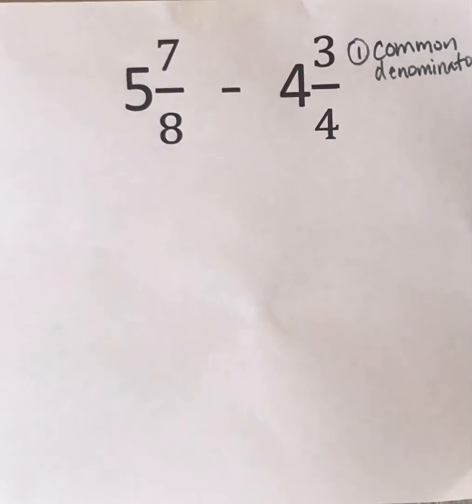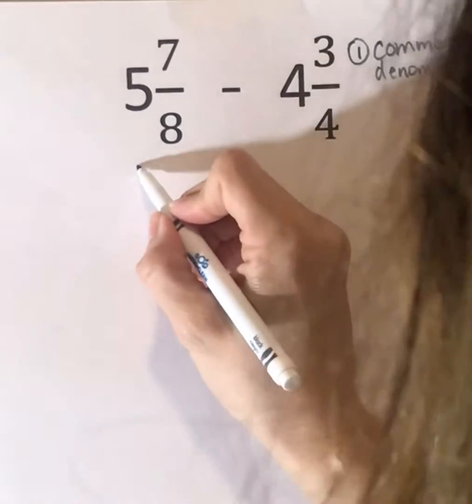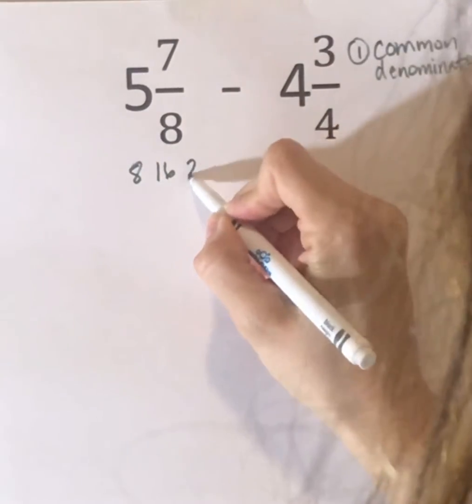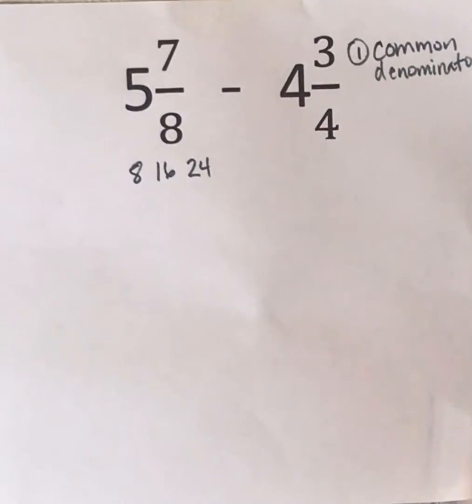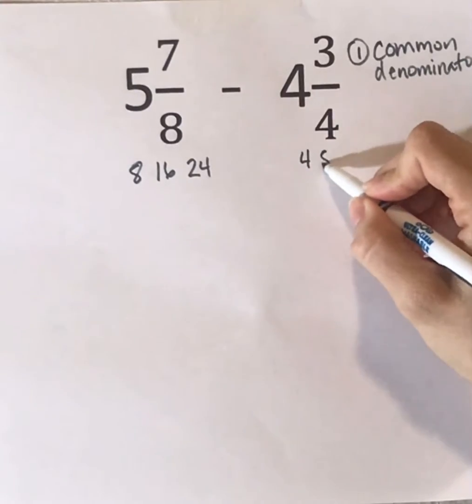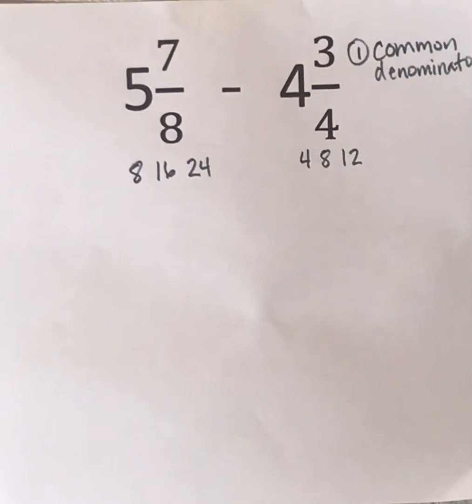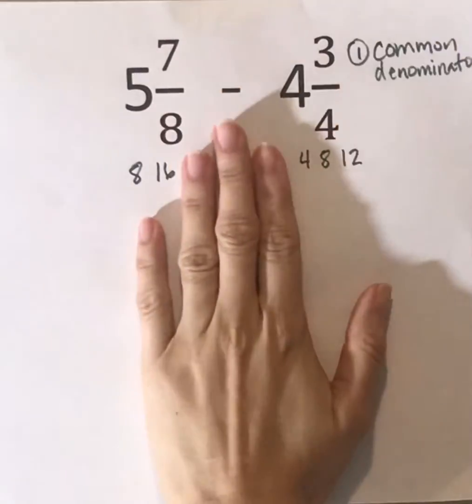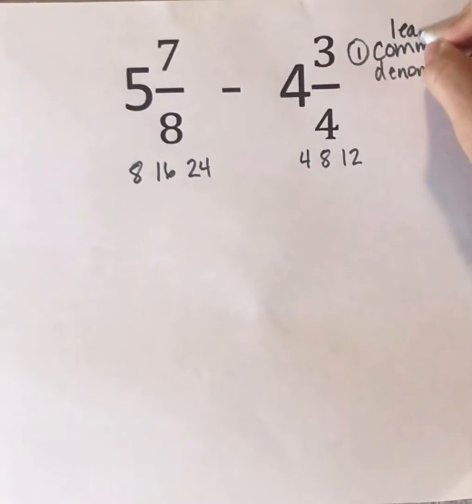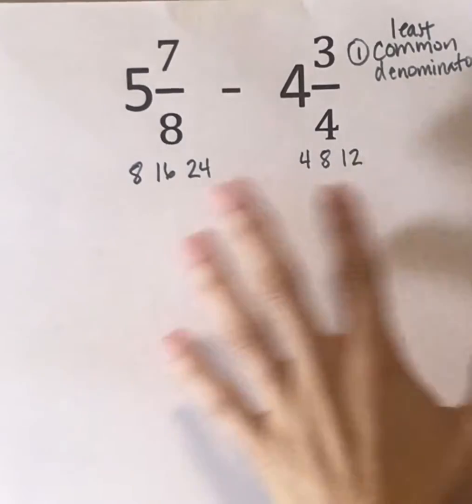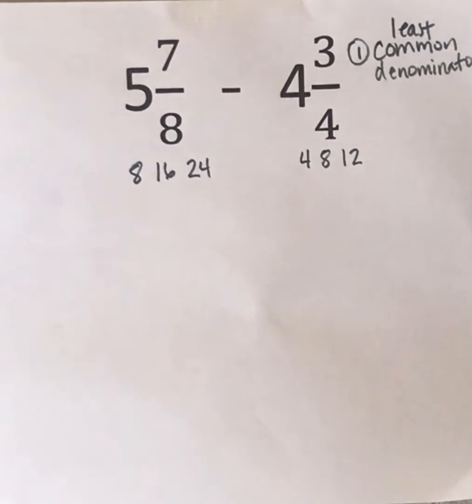So the multiples of 8 would be 8, 16, and 24. Another thing is, let's figure out the multiples of 4. So we're going to count by 4s. It's 4, 8, 12. Now we're going to look for the number that's common between both, and that is the least between them both. And what I mean by least is the one that shows up first that's the same. So if you look, 8 shows up first, and so we call that the least common denominator.